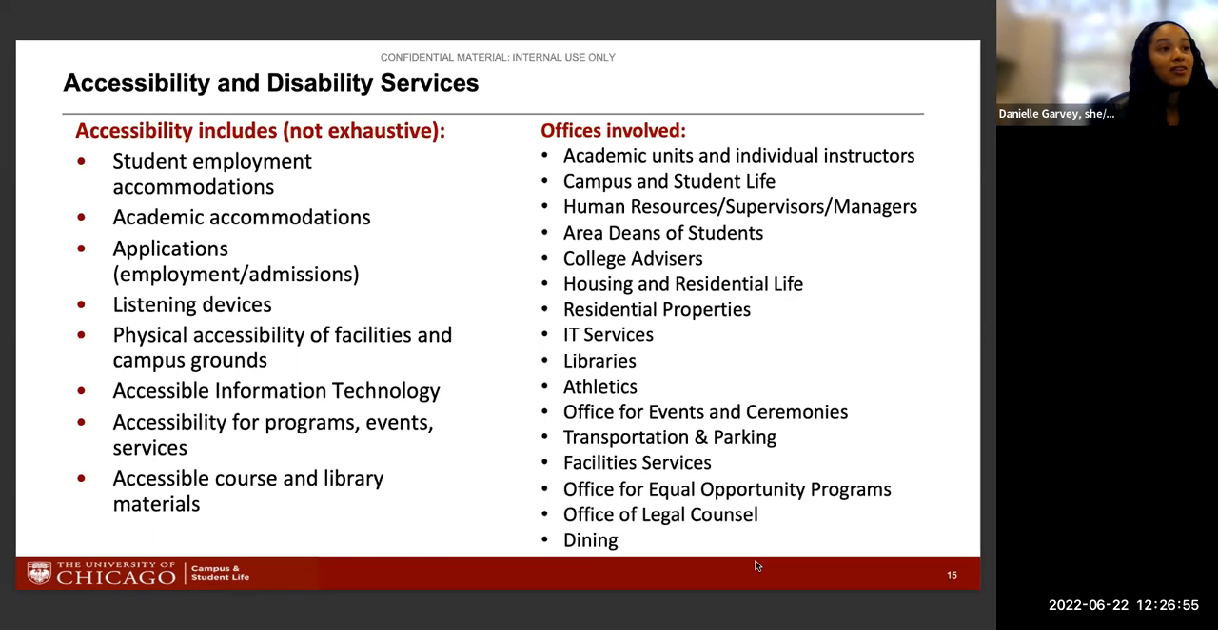These different areas do require a lot of the times engagement with other offices on campus. So we do partner with other departments that may include the athletics department, libraries, housing and residence life, campus and student life, and human resources.